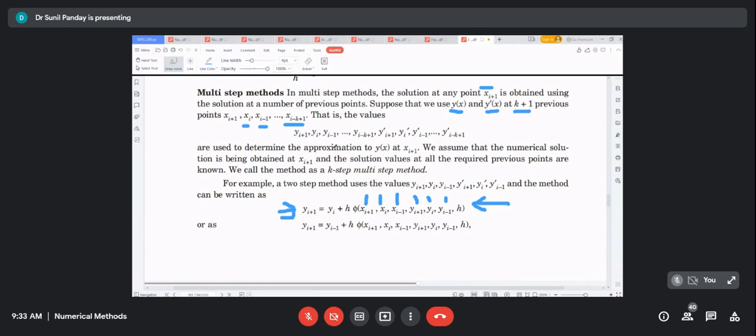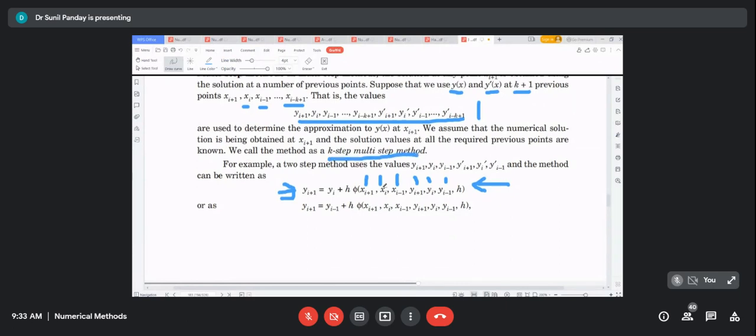Or if you use all these k plus 1 points in the evaluation of yi plus 1, then such a method is known as k-step multi-step method. And this is a two-step method because we are using 2 plus 1 points, like 3 previous points, in the evaluation of yi plus 1.